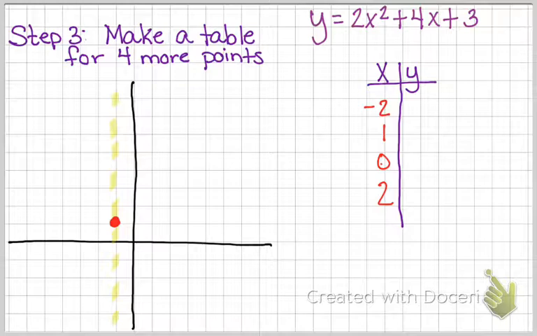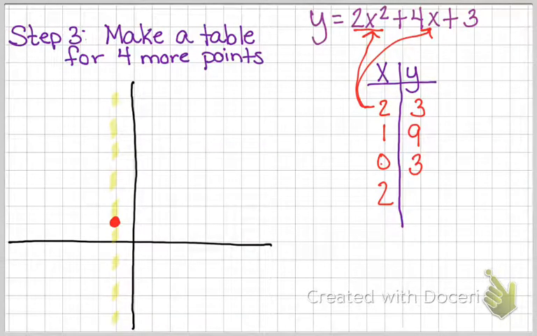And when I plug this in to the equation, I'm going to get the output of 3. Now you can use your calculator to help you with this, or quick mental math. When I plug in 1, 1 squared is 1, times 2 is 2, and then 2 plus 4 times 1 is 4, that's 6, plus 3 more gives me 9. When I plug in 0, these cancel out here. 0 squared is 0, times 2 is 0, 4 times 0 is 0, and then I get 3. And then I'll go ahead and plug this one in, I get 19. Okay, then I'll plot those points on my graph.